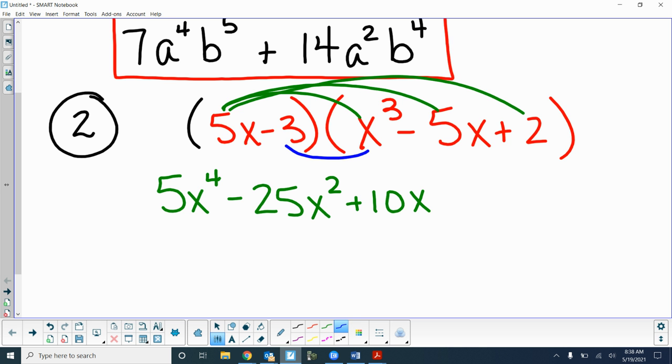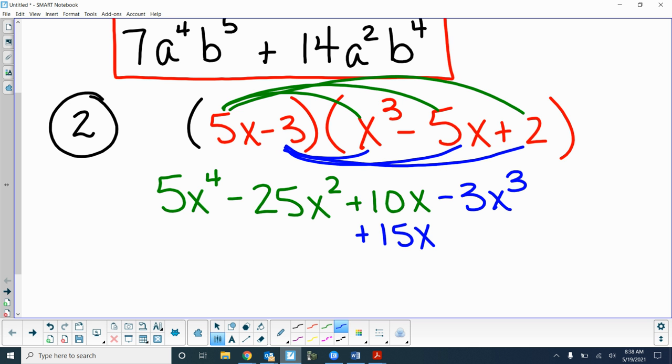Then we go negative 3 times x cubed, and negative 3 times negative 5x is a positive 15x. So I'm going to put it under the 10 because they're like terms. And negative 3 times positive 2 is negative 6. So all I have is one pair or set of like terms there. But we got to combine like terms now. Now we do the addition.